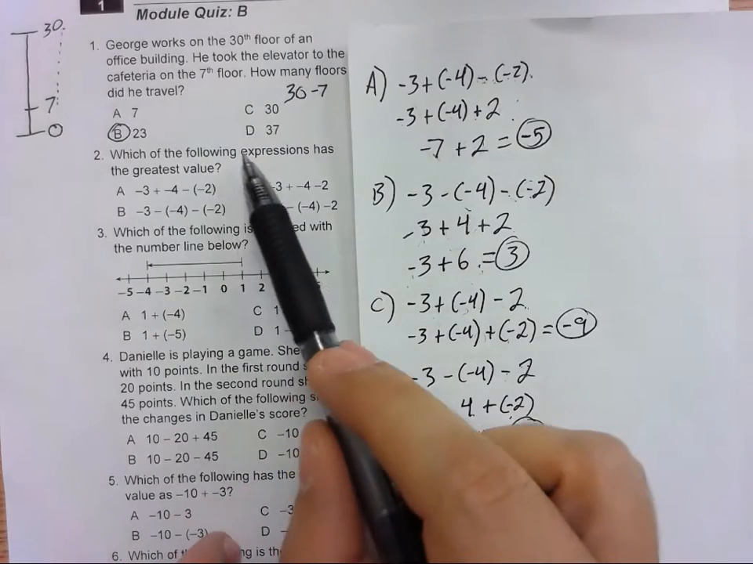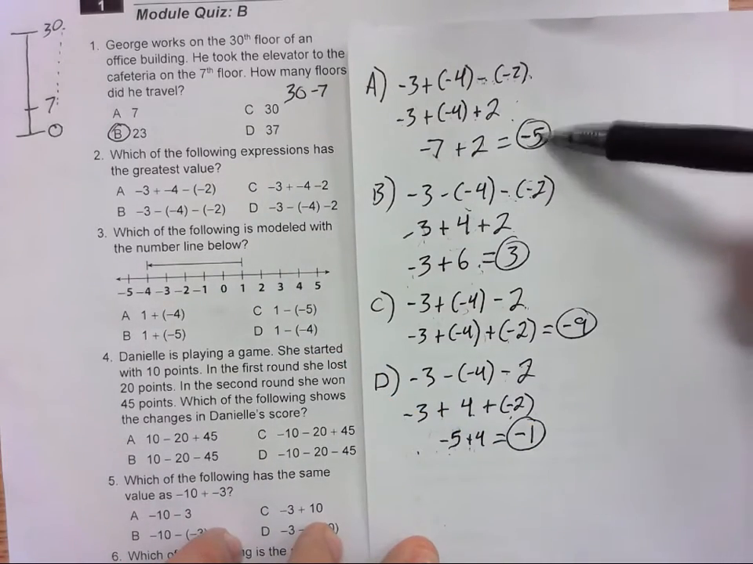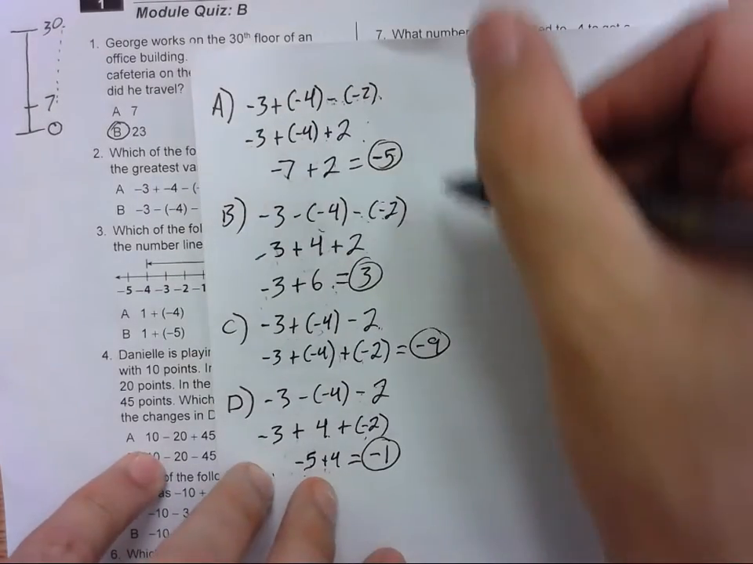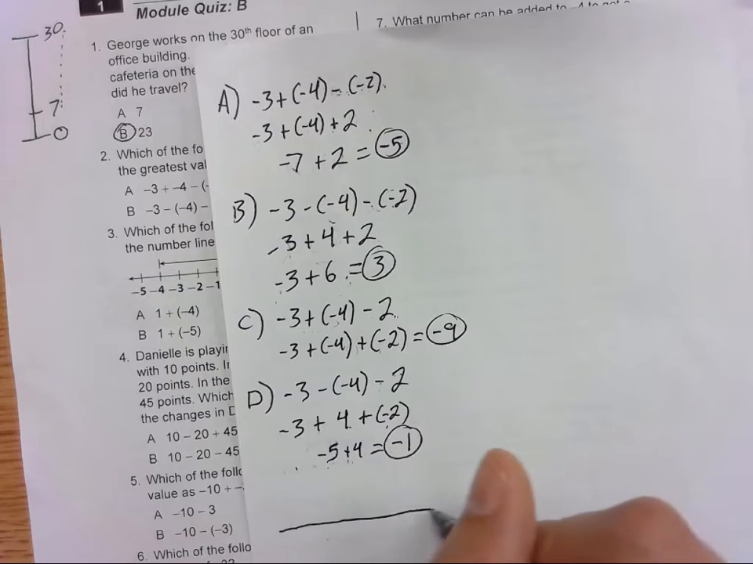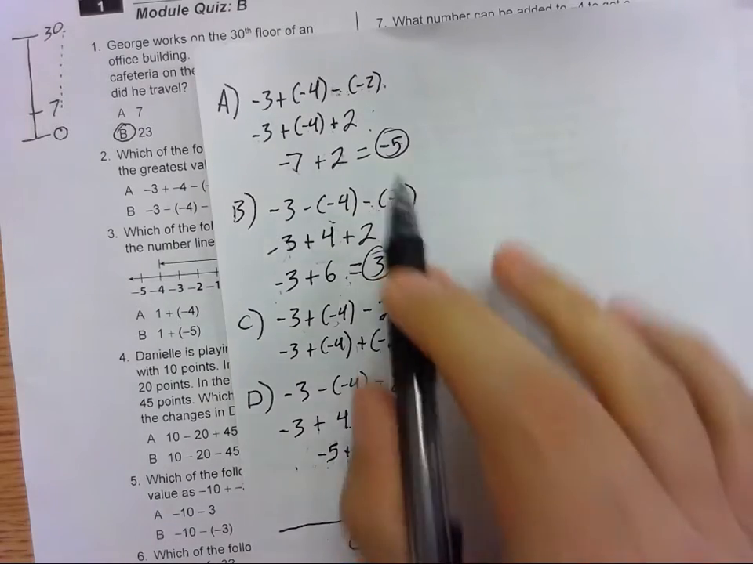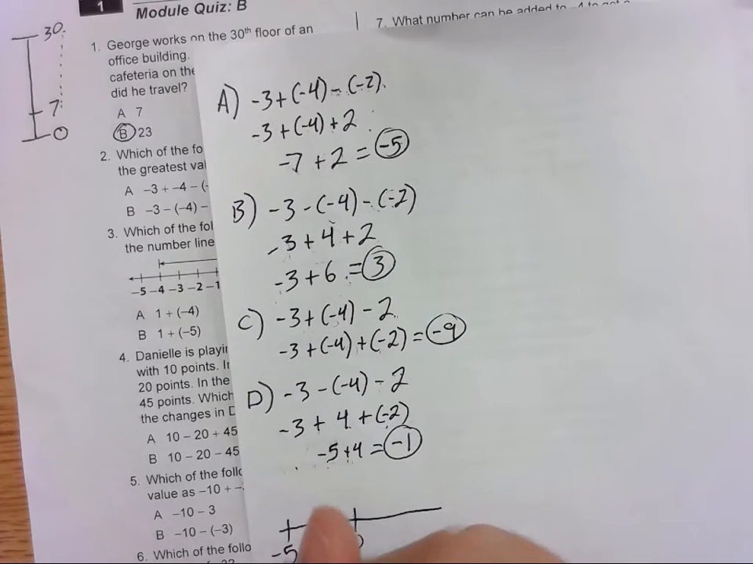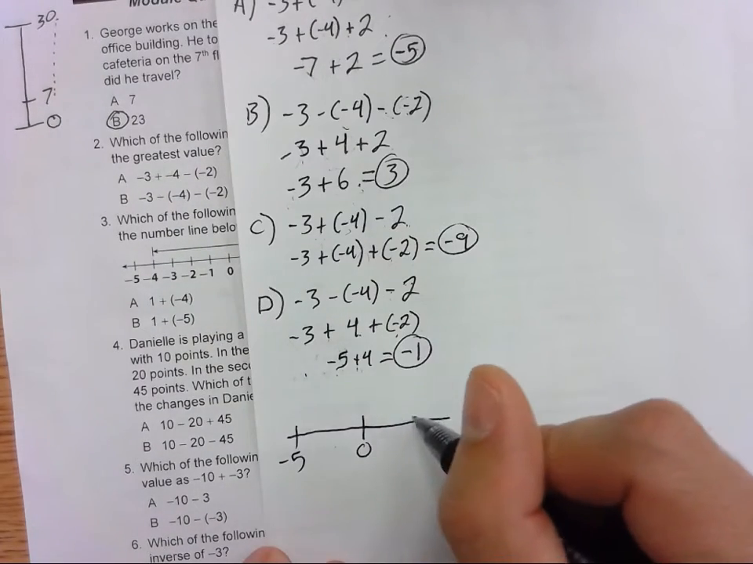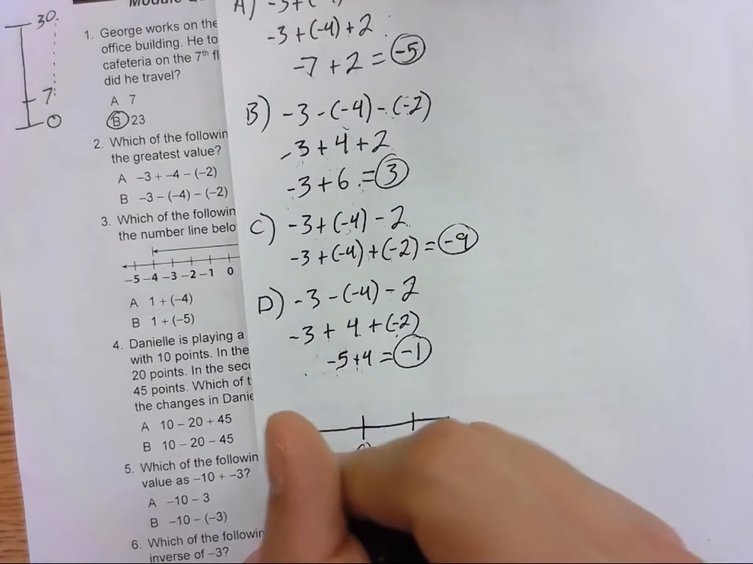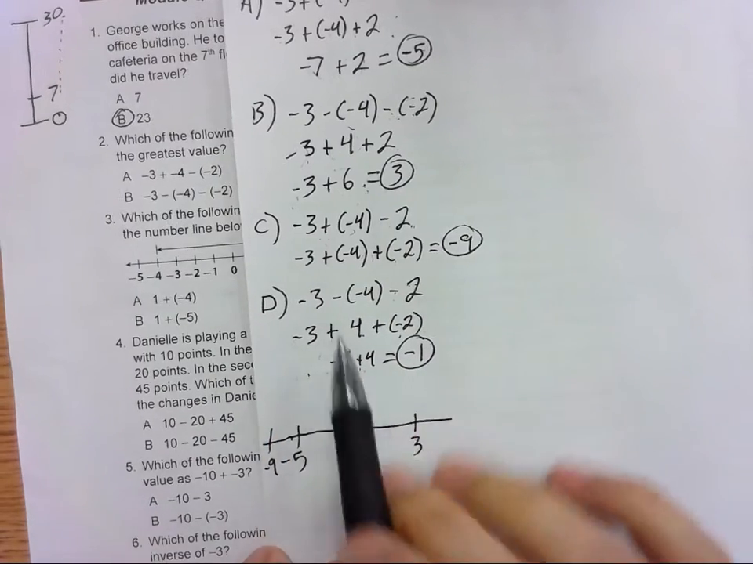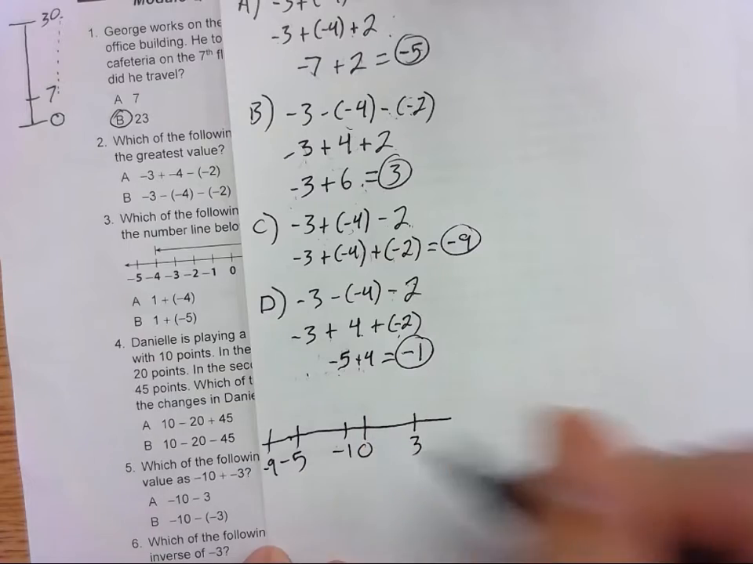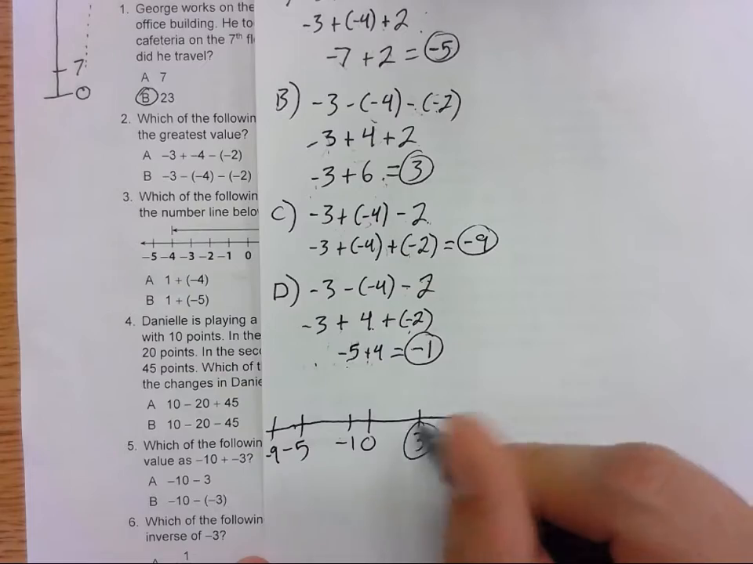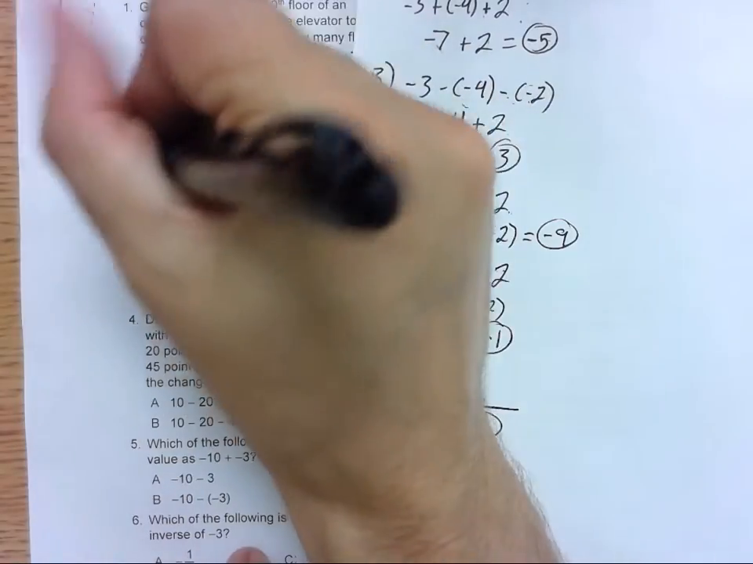The question here, which of the following has the greatest? So we're comparing negative 5, 3, negative 9, and 1. So if we were to make a number line, let's put 0 here. We have negative 5, B is 3, C is negative 9, and D is negative 1. Which one is the greatest? So which one's further to the right? 3, which makes B our answer.